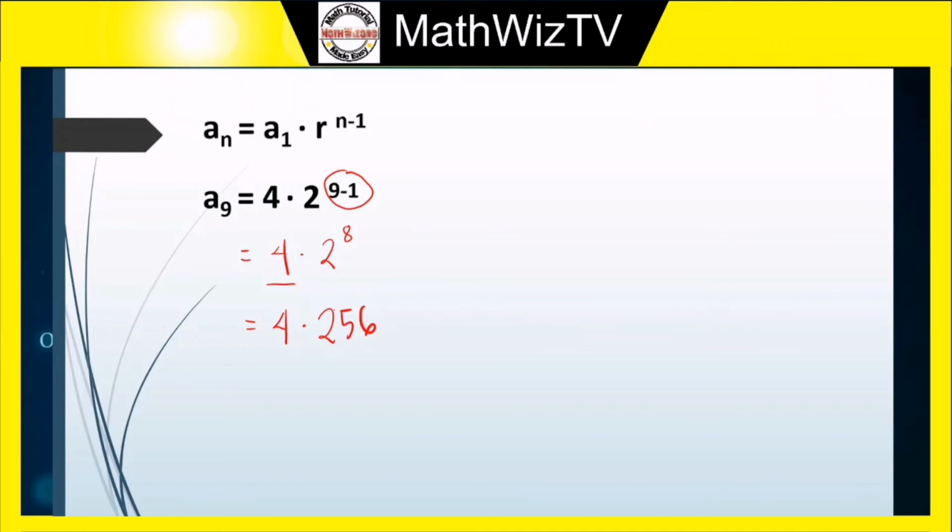Okay? And then after we get the 2 to the 8th power, what we will do is to multiply 4 times 256. The answer is 1024. Therefore, the ninth term, or a sub 9, is equals to 1024.